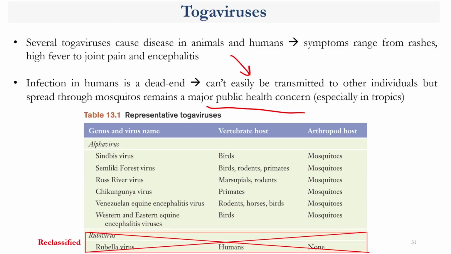So you can't really transmit these viruses from human to human, except through things like mosquito bites. So these are some of the viruses that you'll see under togaviruses. Now in your textbook, the older version has rubivirus, which is the rubella virus, but this has been reclassified. So it's not considered a togavirus anymore. So you have Sindbis virus, Semliki Forest virus, Ross River, chikungunya virus, and so on. But you can see the various vertebrate hosts, but look at this.